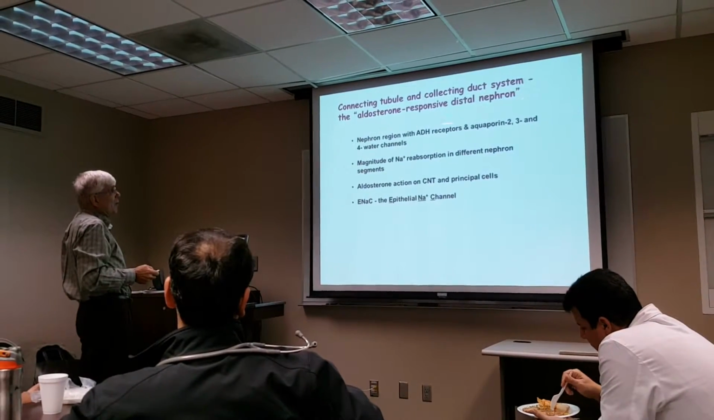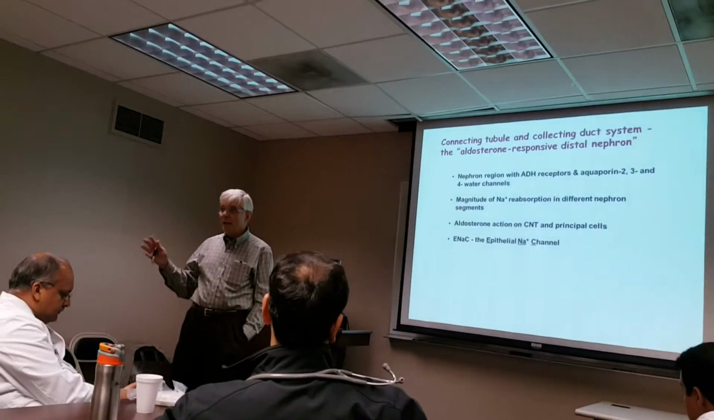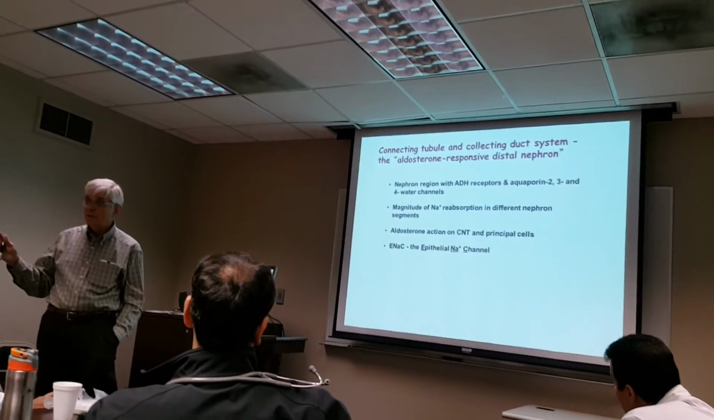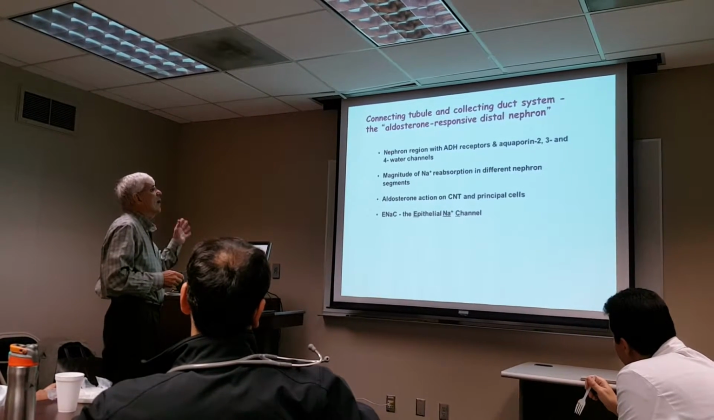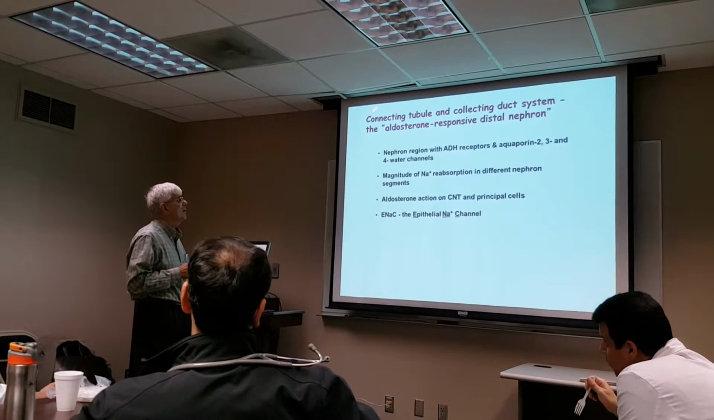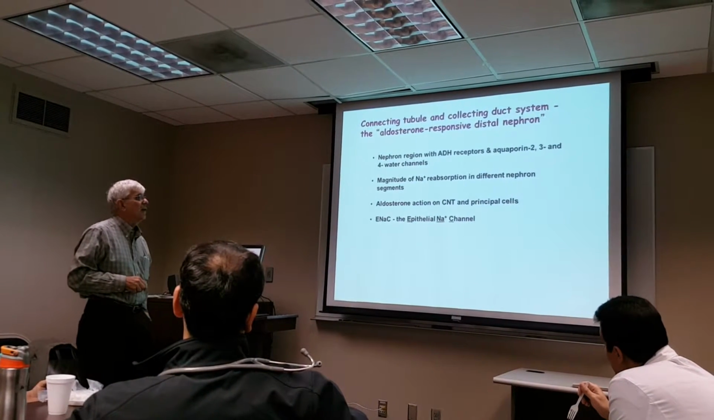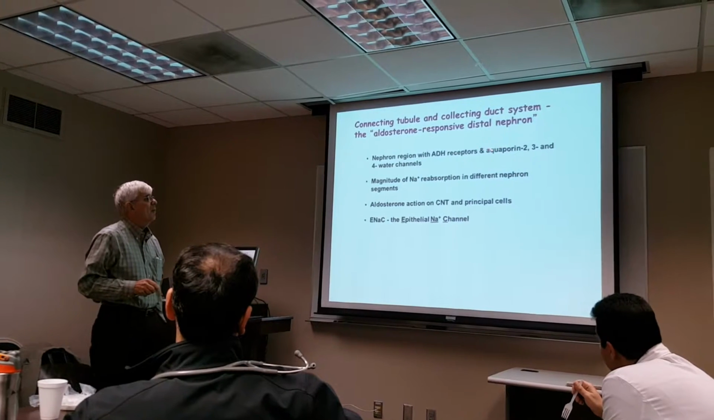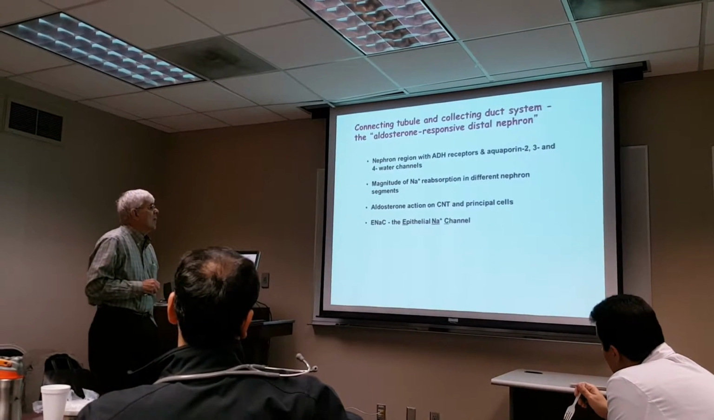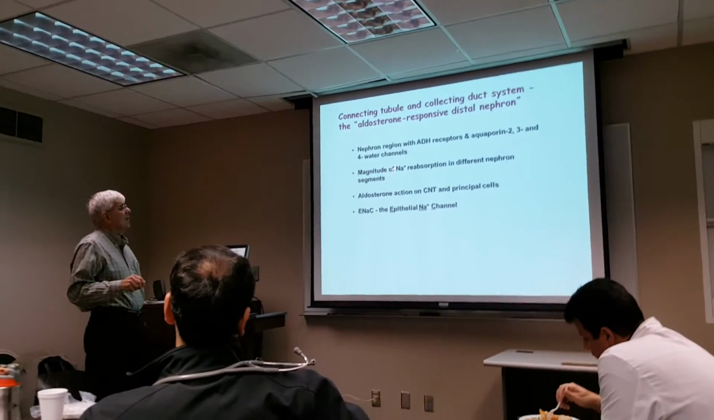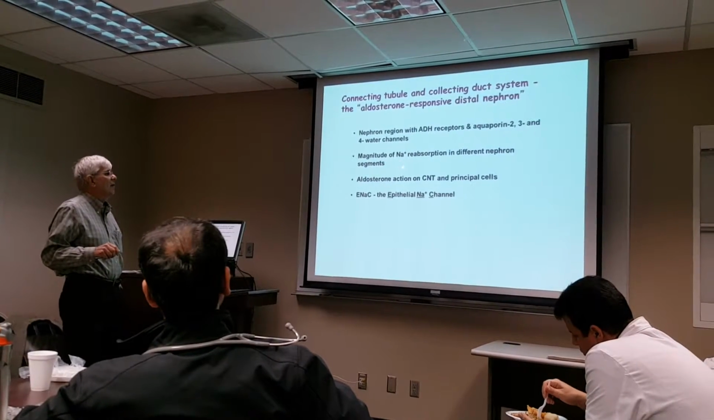So, when you lump it together this way anatomically, that is from the end of the early distal convoluted tubule to the ducts of Bellini and the medulla, the thing that you find, just grouping it together this way, is this is the only nephron region which has receptors for antidiuretic hormone, and it has aquaporin 2, 3, and 4 water channels. The magnitude of the sodium reabsorption is different in these different nephron segments.